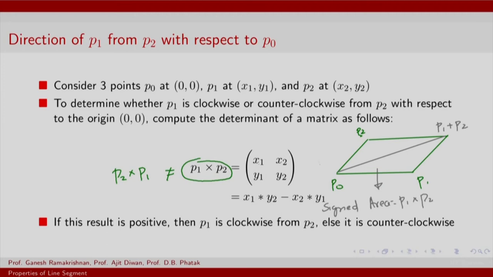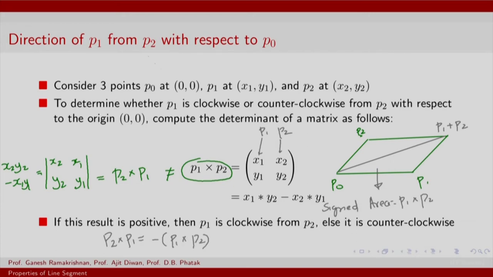So, one can recall that the area of such a parallelogram can be obtained as the determinant of this matrix with P1 as the first column and P2 as the second column. This determinant is x1 y2 minus x2 y1. Similarly, the cross product P2 cross P1 can be written as this determinant with rows x2 y2 and x1 y1, and well, this is nothing but x2 y1 minus x1 y2. So, one can see that P2 cross P1 has exactly the opposite sign as P1 cross P2. And that is why we refer to this area as a signed area.